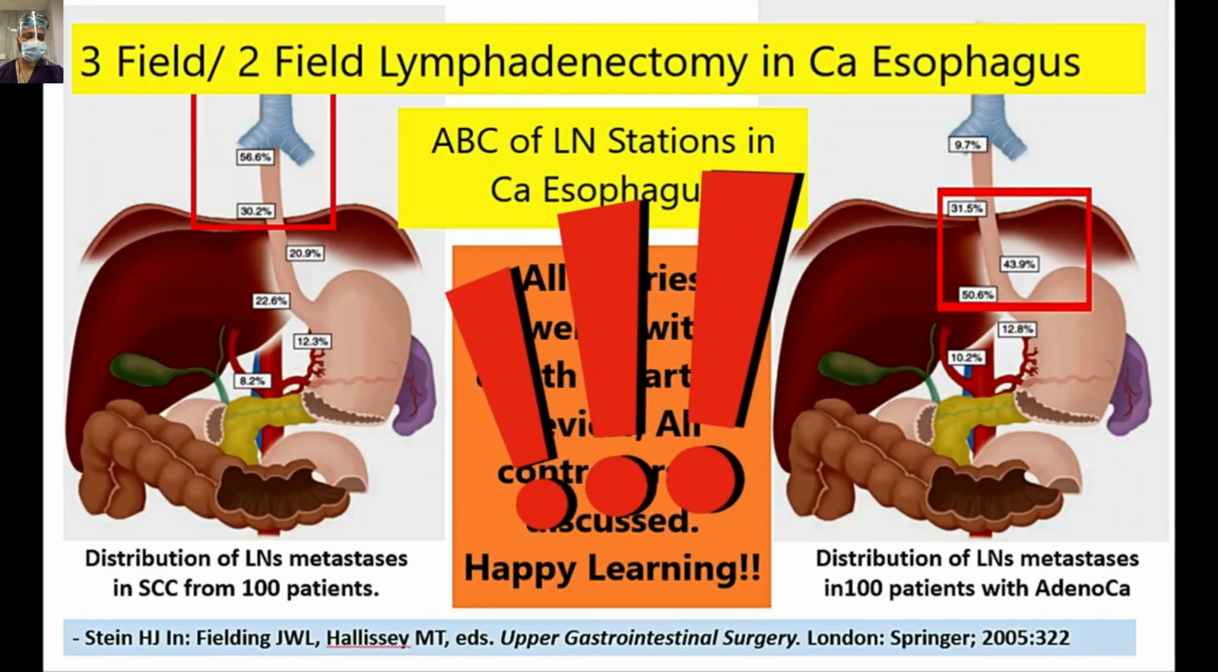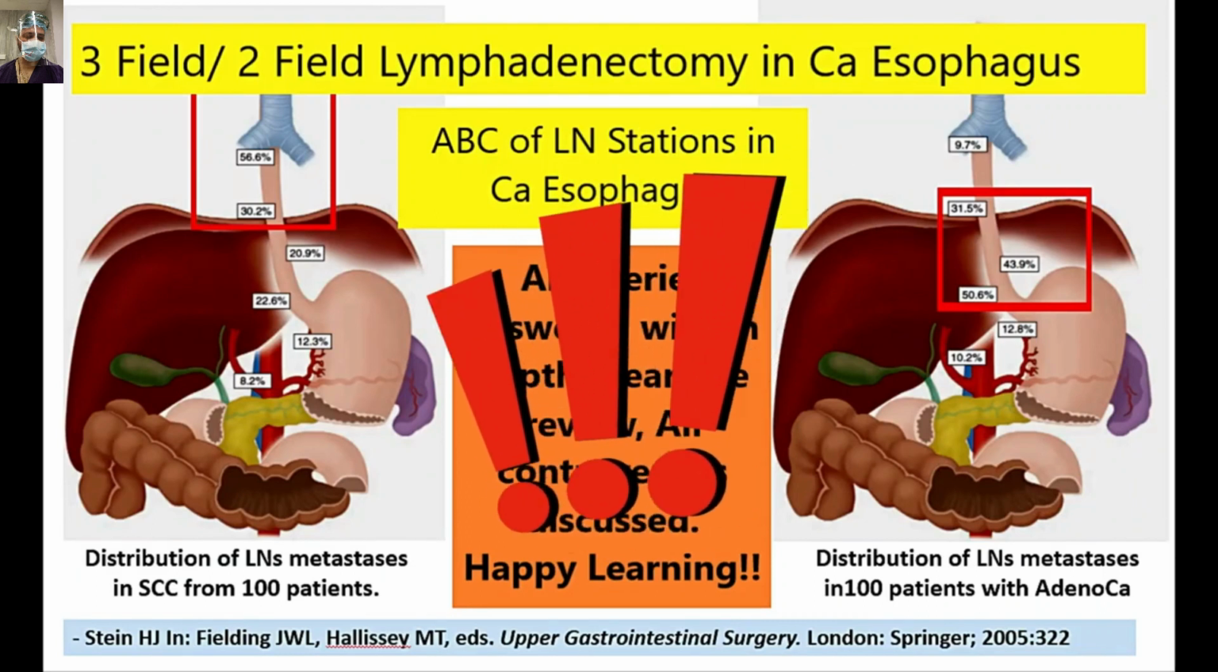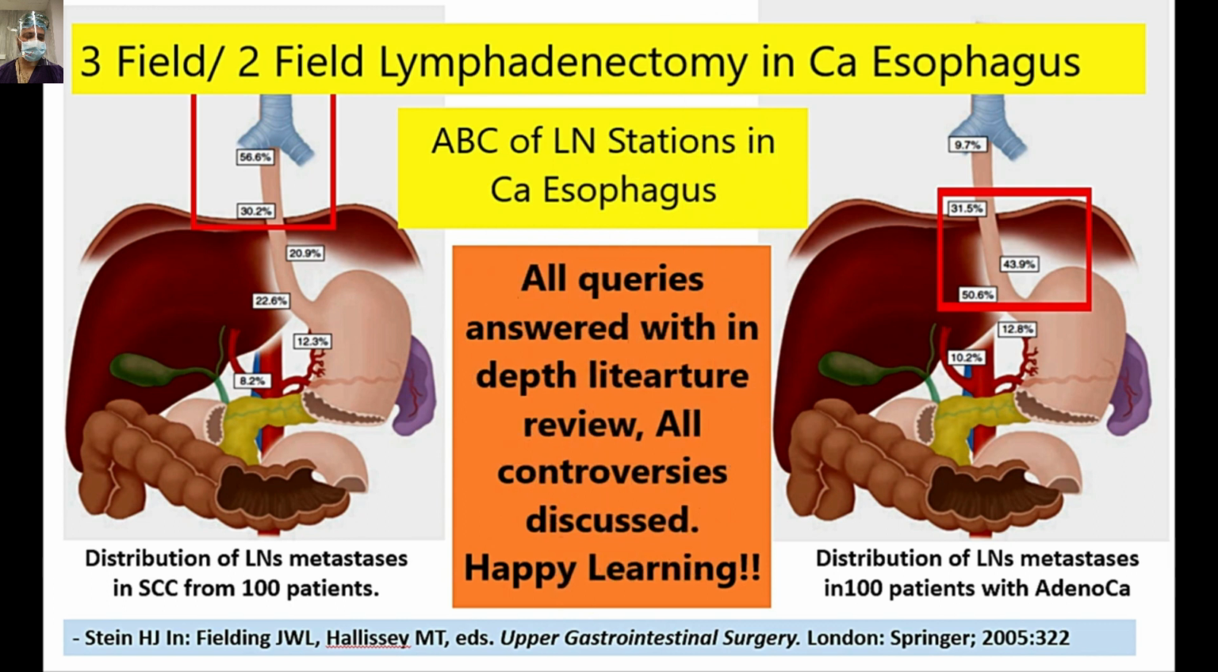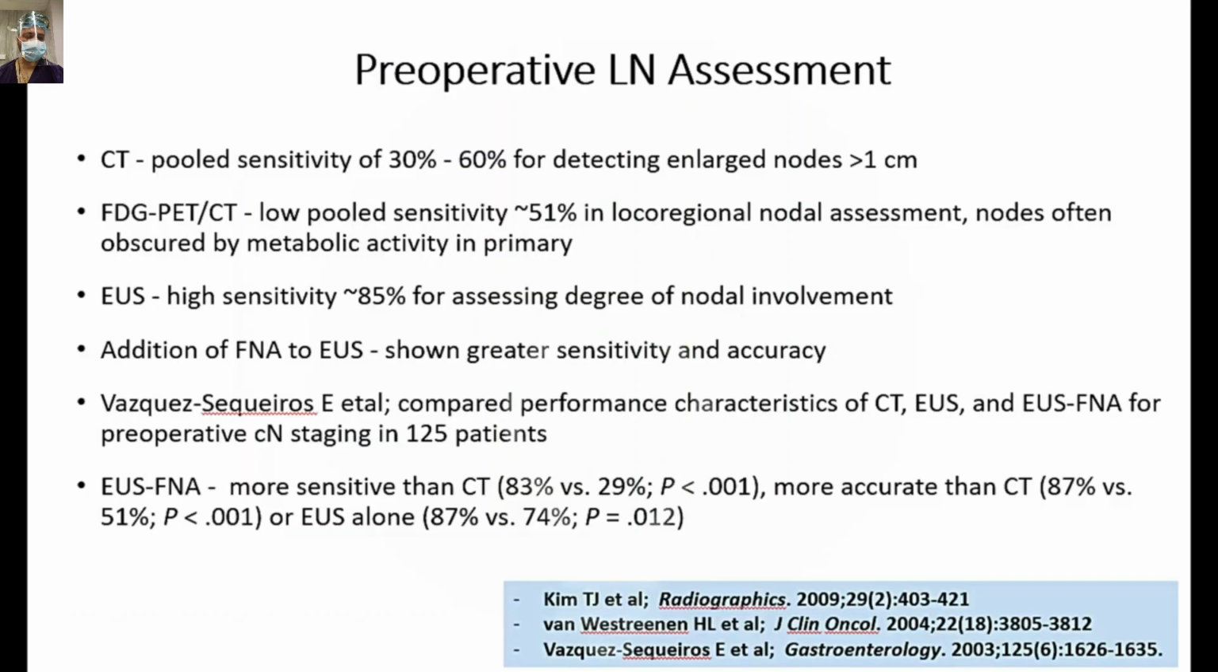So this is the distribution of lymph nodes in case of squamous cell carcinoma and adenocarcinoma. We can see that in squamous cell carcinoma, the involvement of the lymph nodes in the thorax is higher as compared to the involvement of the abdominal and lower thoracic lymph nodes in adenocarcinoma, and the difference is significant in case of lower esophageal adenocarcinoma.